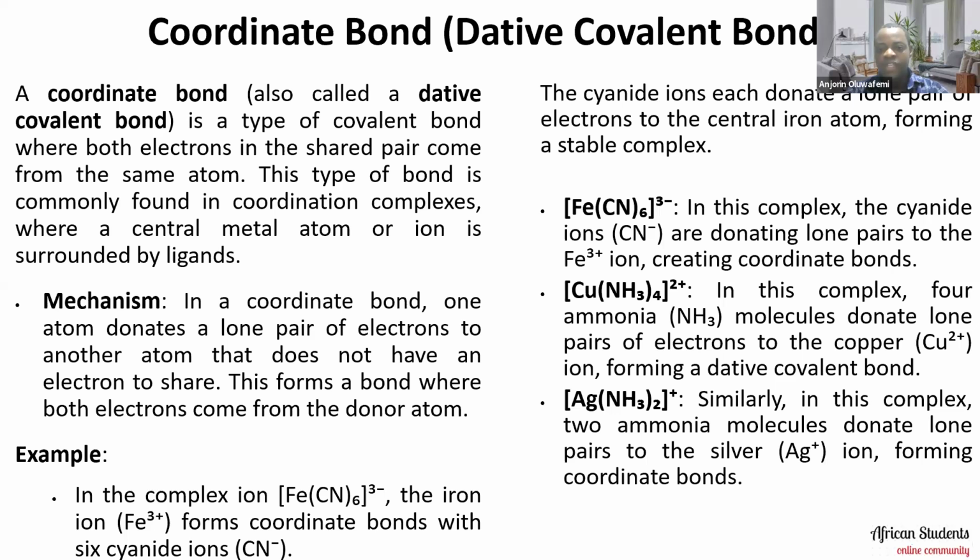You can also find them in other complexes, apart from the ferrocyanate complex. We can also find them in copper. We can find them when silver and nitrogen come together to form a complex. So we can also see a similar case whereby two ammonia molecules donate a lone pair to the silver ion, forming the coordinate bond.